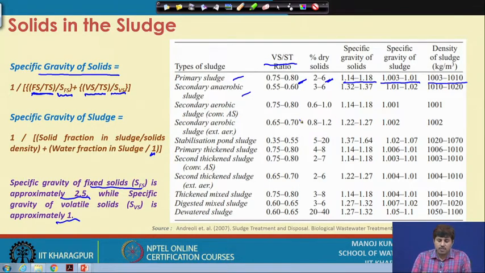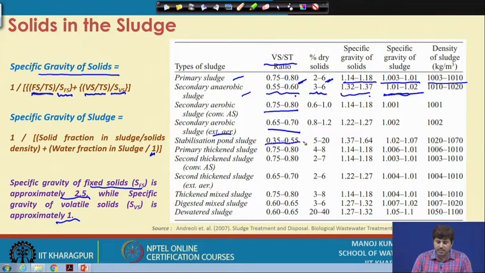Secondary sludge, which is formed from the anaerobic processes, has relatively less, because anaerobic digestion already takes care of a lot of this. So we will get a lesser VS to TS ratio, the percentage of solids is 3 to 6, a little higher percentage, and this is the specific gravity of solids and the specific gravity of the sludge. Then secondary aerobic sludge, coming from the activated sludge process, coming from the extended aeration process. Okay, so that way we can have the different values.